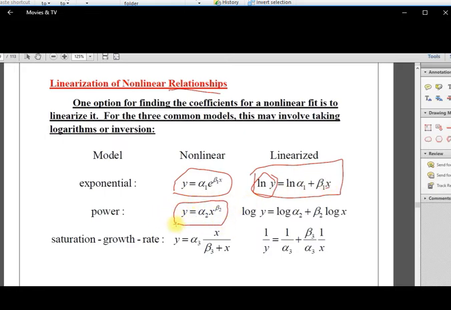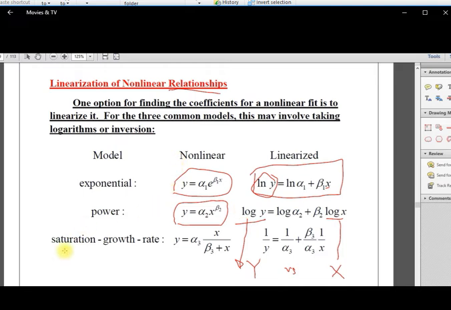If you take log on both sides, log y and log x, this is basically new y for you. You can say this is capital Y and this is capital X. So if you get new y as log y and new x as log x, you can plot this Y versus X, and that becomes linear.